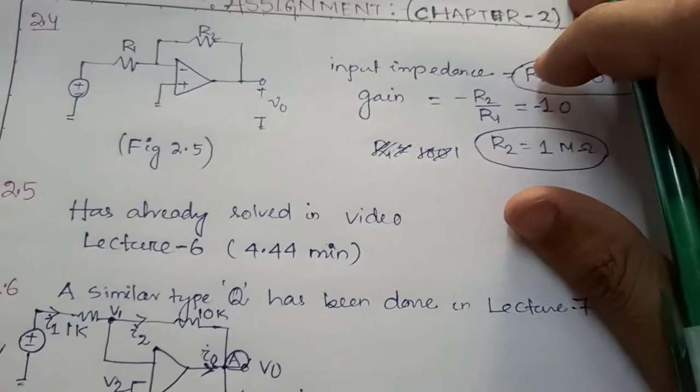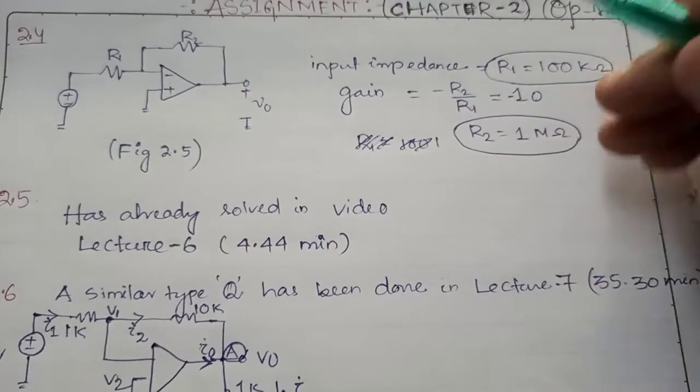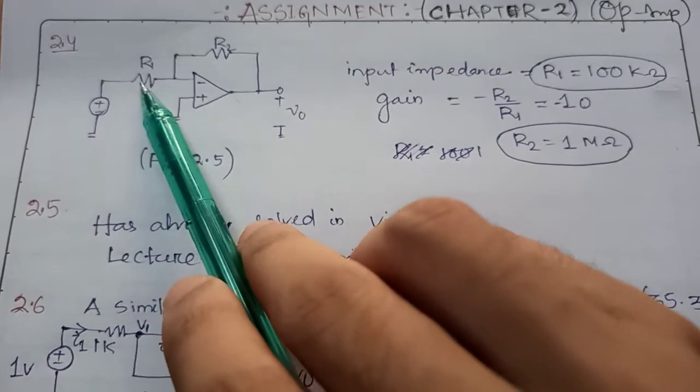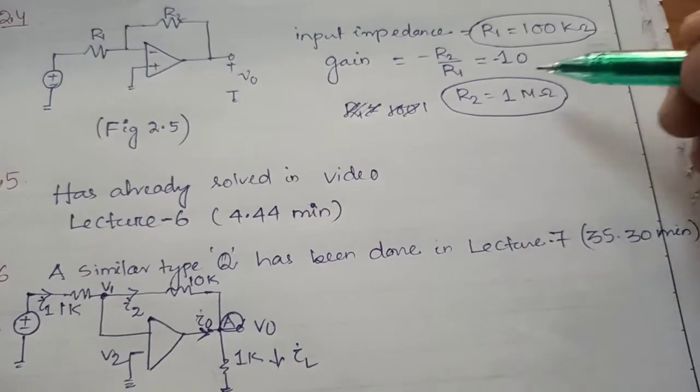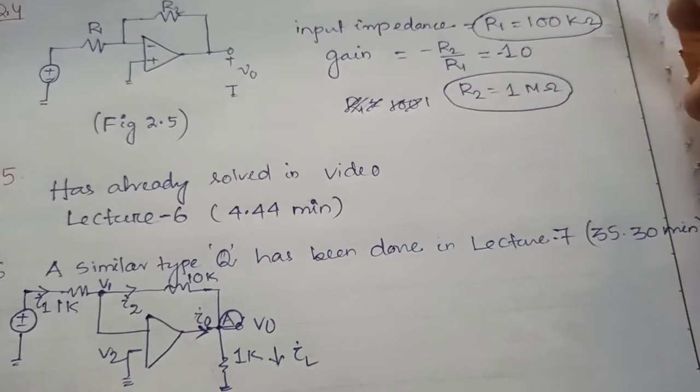So for an inverting amplifier, what is the input resistance? That is nothing but R1, this resistor. So this value is given as 100 kilo ohm. From here we get the value of R1, and from this equation we can get the value of R2.